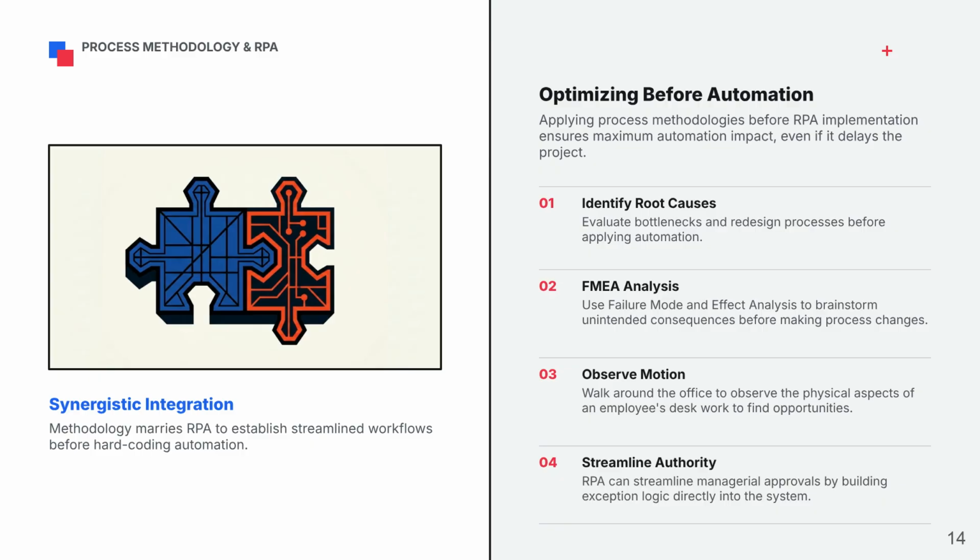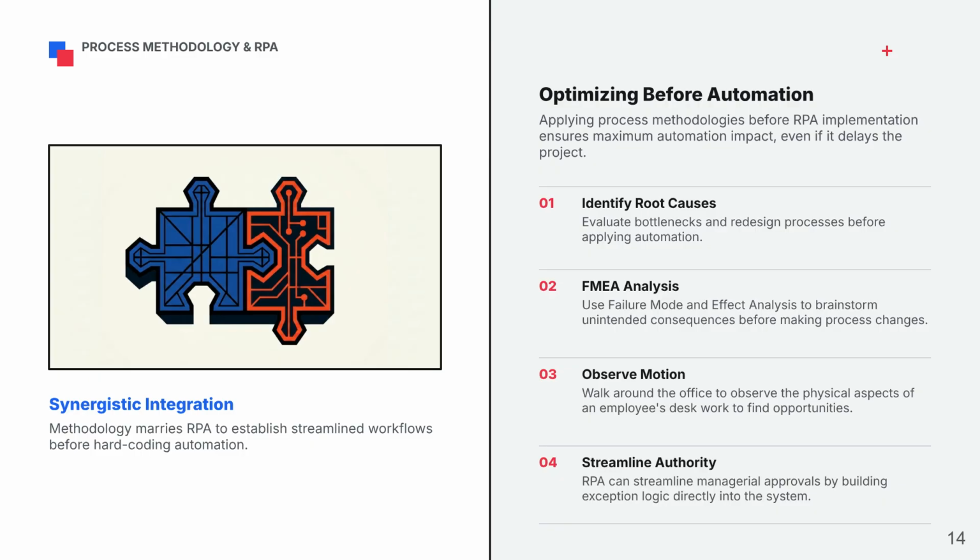Another useful technique is failure mode and effects analysis, commonly known as FMEA. This method helps teams predict what could go wrong after a process is changed. By identifying potential risks in advance, organizations can take preventative actions before automation is implemented. The methodology also emphasizes observing how employees actually perform their work. By watching daily activities, organizations often discover unnecessary movements, repeated manual tasks, or inefficient document handling that may not be visible in process documentation alone. Finally, authority and approval workflows should be streamlined.